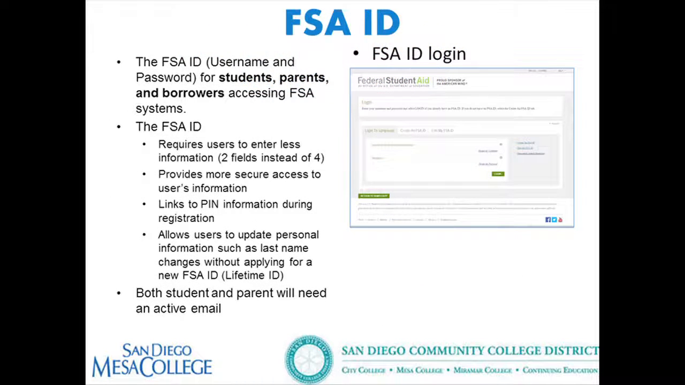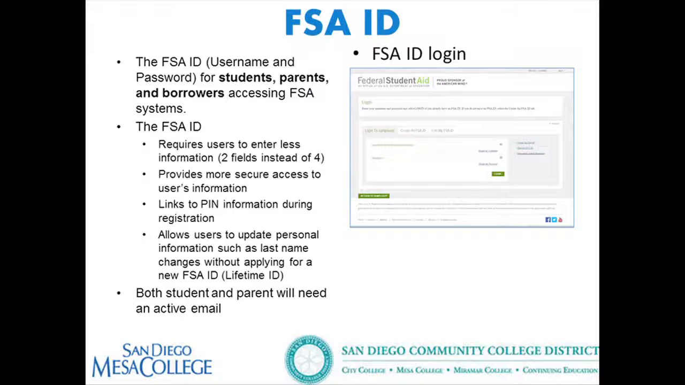If it's your first time filling out a FAFSA, the first thing you'll need to do is get your FSA ID. It's what you, the student, and at least one of your parents are going to need in order to sign the FAFSA and to log into your FAFSA, okay?